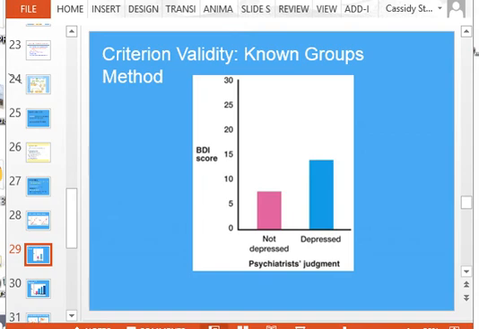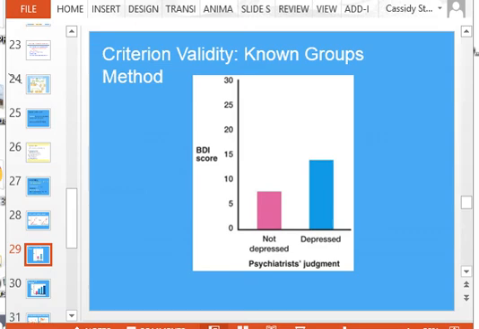Here's another example. If I'm measuring creativity and I give people a test of creativity and I find that 15 people score very highly on my creativity scale, then when I go look at their professions, I should find that they are in creative types of professions, like artists or musicians, for example. And the people who scored low on my creativity scale should be in professions that don't involve a lot of creativity. That would be good criterion validity using the known groups method.